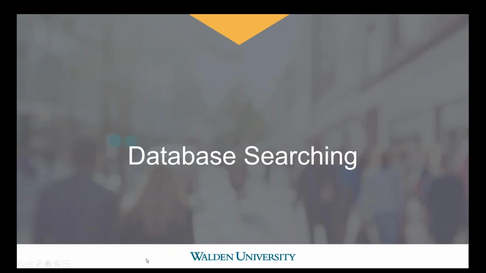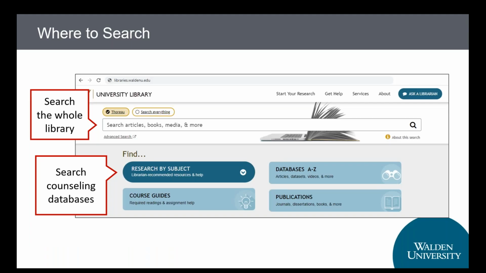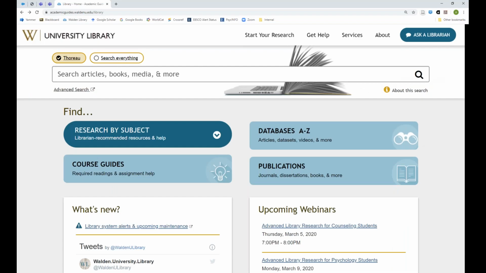So let's jump in and start talking about database searching. At this point in an advanced library research webinar, you all should have been in the library at least at some point in your program area. As a refresher, I just want to point out there are mainly 2 points of entry to search in the databases for primarily what you'll be searching for, which is peer-reviewed research articles. So we are actually going to hop over to the library and I will show you what those sections are.